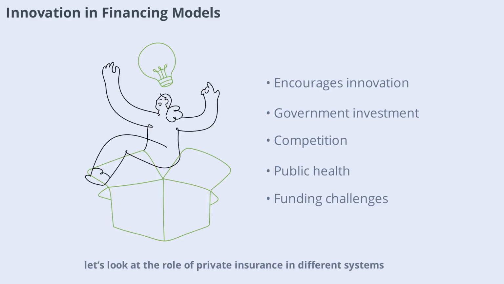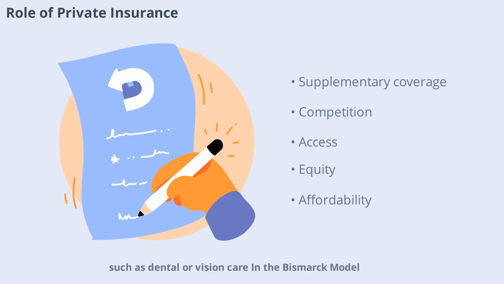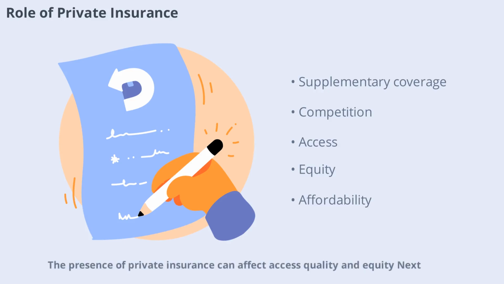Now, let's look at the role of private insurance in different systems. Private insurance plays different roles depending on the financing model. In the Beveridge and NHI models, private insurance often covers services not included in the public system, such as dental or vision care. In the Bismarck model, private insurance may supplement or compete with statutory funds. In out-of-pocket systems, private insurance is less common and often unaffordable. The presence of private insurance can affect access, quality, and equity.